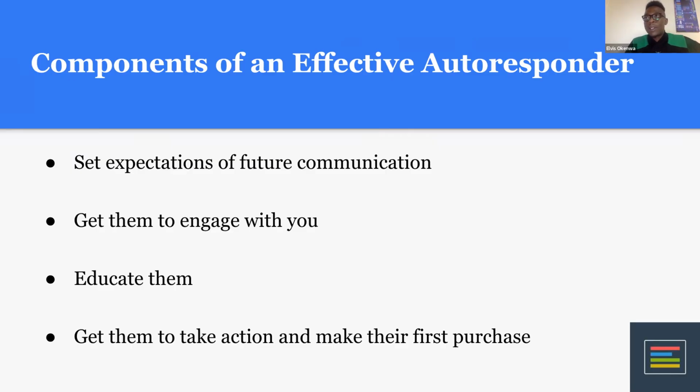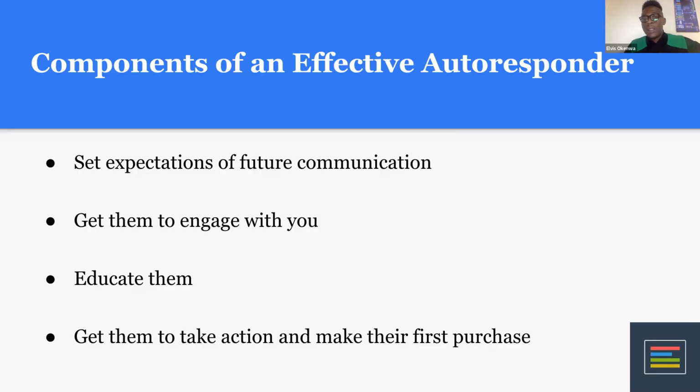The next one is get them to engage with you. So this is where you ask your lead to reply back to your email. So something like, share with me your story now that I have shared mine, or reply back if this is meaningful to you, or reply back with what you care about the most, for example. So things that will get them to engage with you, you can have those incorporated in your email autoresponder, and that way you start to engage your leads.